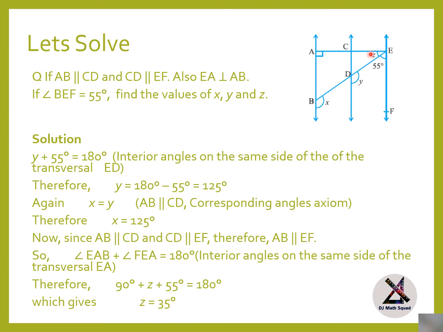Now we are left with angle Z. Right? Since AB is parallel to CD and CD is parallel to EF, therefore AB is also parallel to EF. We have just understood this theorem, right? So we will take angle EAB. Now see here, angle EAB, which is this angle, and angle FEA, this entire angle, right? The sum of them is going to be 180 degrees because they are co-interior angles. Okay, so you know this is 90, you know this is 55, you can easily find Z from here. So when you solve this, you get Z equal to 35.